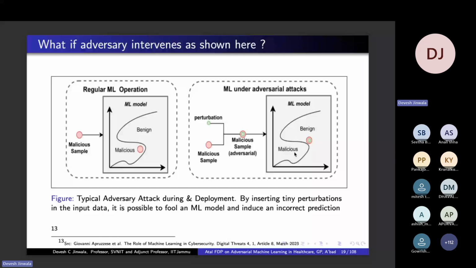And therefore, what you are able to see here is that something which is malicious, a sample which is deliberately introduced by an adversary, which my model is unaware about, has been classified as a benign sample. So what it says basically is by inserting perturbations in the input data, the data for which the machine learning model is not trained, an adversary would try to fool the ML model and induce an incorrect classification or prediction, or whatever the ML application is.